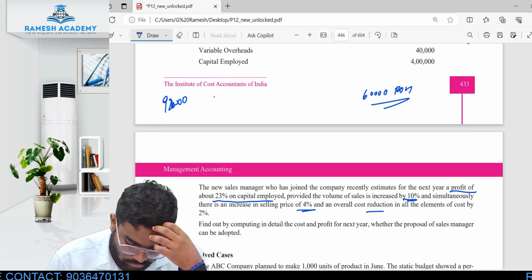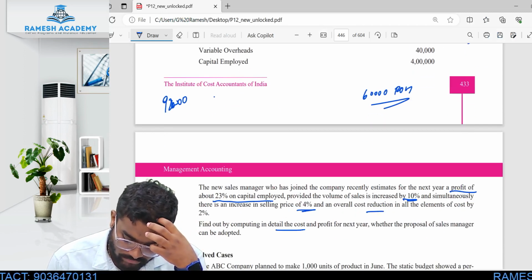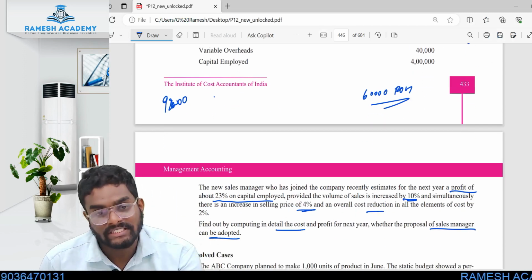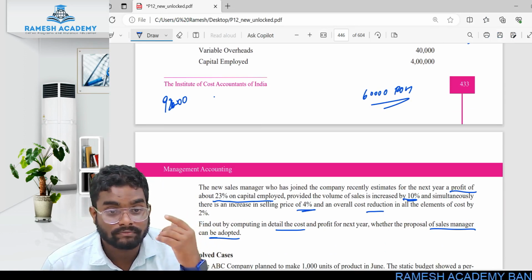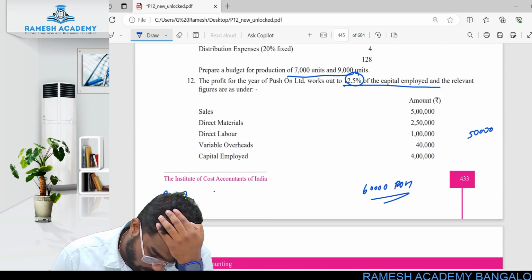Then it says to find out the computing cost and whether the proposal can be adopted. Obviously it can be adopted, because we are getting more than the expected profit. That's the reason. So question number 12 is done.